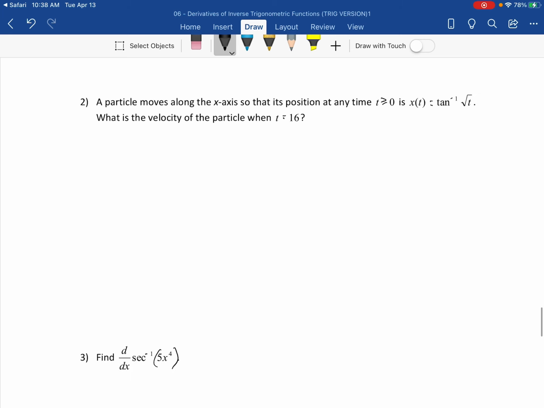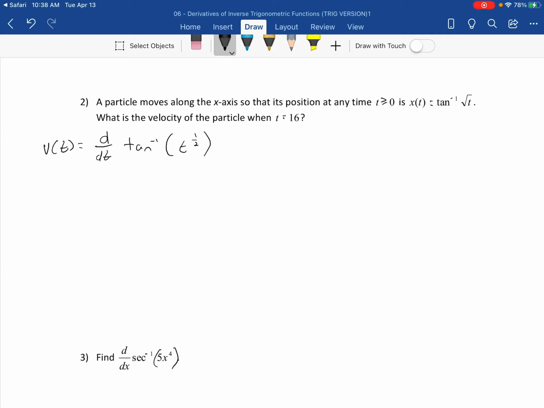Let's see. A particle moves along the x-axis so that its position is given by tan inverse of square root of t. Oh, very nice. What is the velocity of the particle when t equals 16? So what I want is the velocity, being the derivative with respect to t of tan inverse, and may as well get ready here for derivatives by calling the inside t to the 1/2.